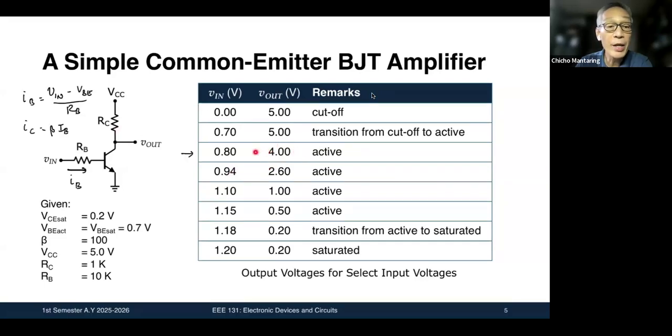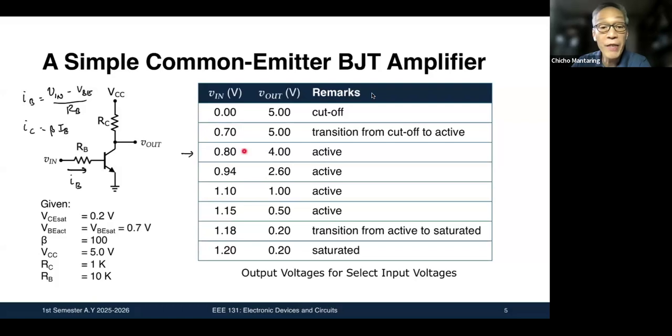By the way, after you do these computations, you have to validate that this is still in active mode. How do we know that? Well, if V out is equal to 4 volts, that means VCE is equal to 4 volts. You know that it is in active mode if VCE is greater than VCE sat. So 4 volts is definitely greater than 0.2 volts. So we know that this is in active mode, and therefore this equation, IC equal to beta IB, is valid.